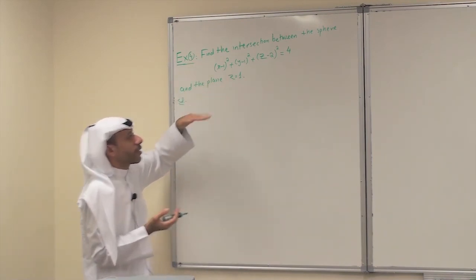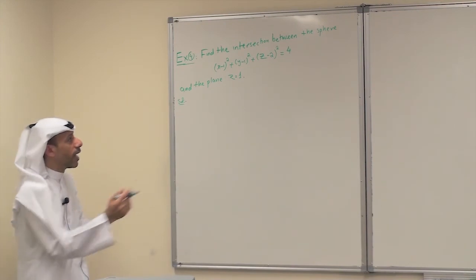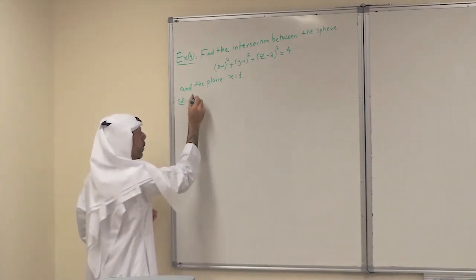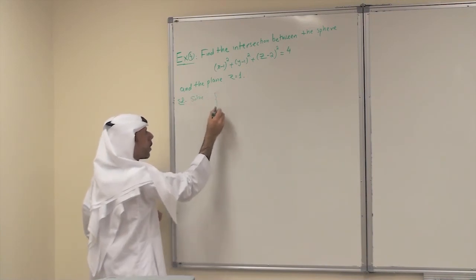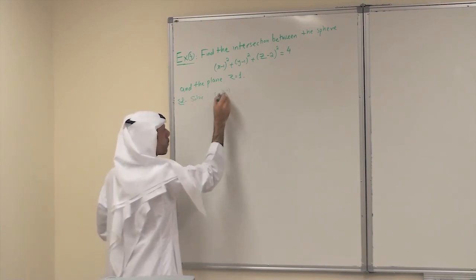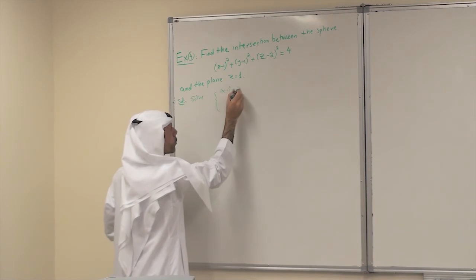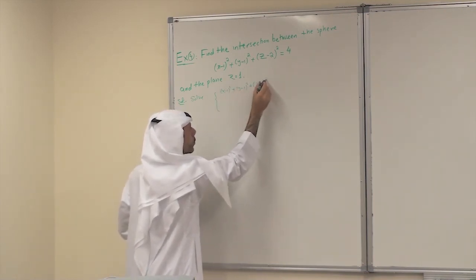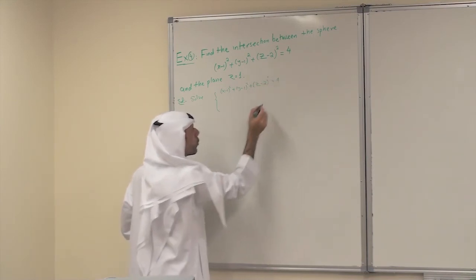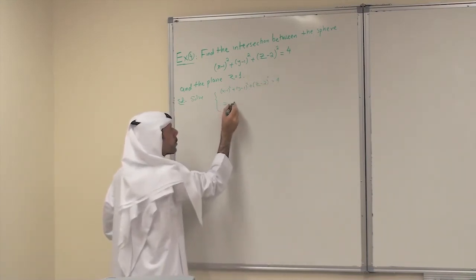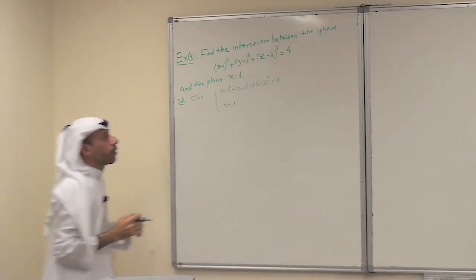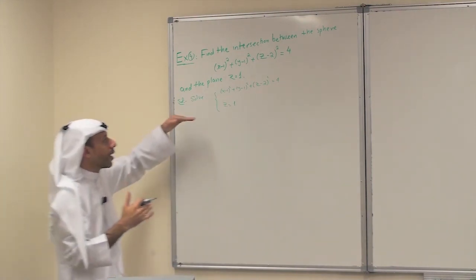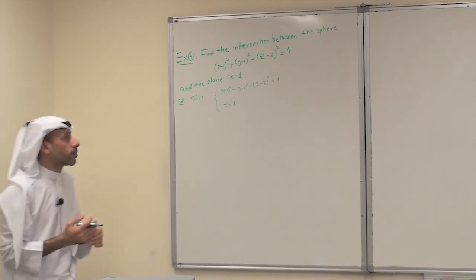If I want to find the intersection algebraically, then I have to solve the system. Solve the system: (x minus 1) squared plus (y minus 1) squared plus (z minus 2) squared equals 4, and z equals 1. Algebraically, finding the intersection is just solving a system of two equations.